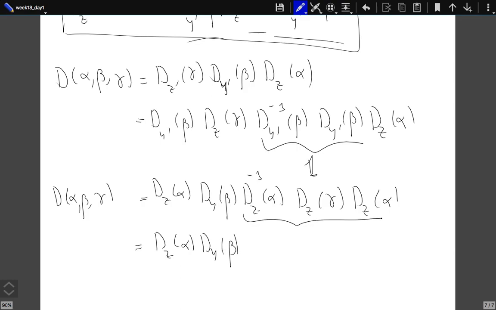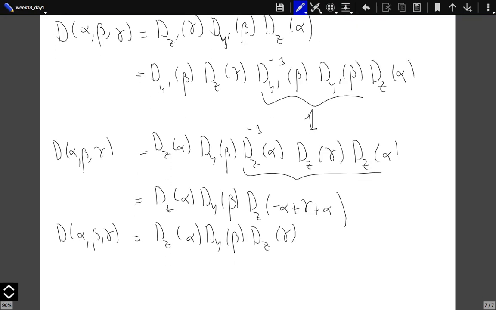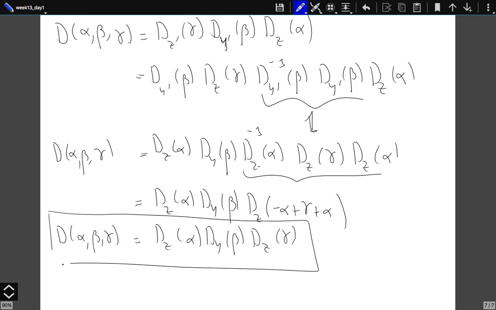Now look at this one. They are all rotations around the z-axis. So that's nothing but a rotation around the z-axis by minus alpha plus gamma plus alpha. dz alpha, dy beta, dz gamma. So just take any spin state, act on it with this one, you obtain a spin state which is aligned in the alpha beta gamma direction.